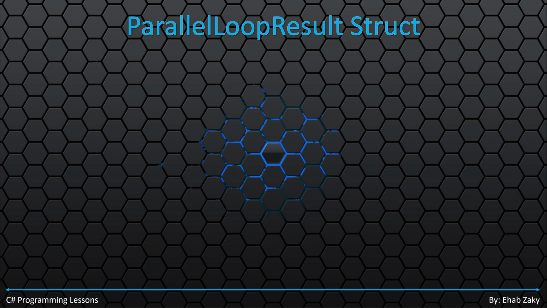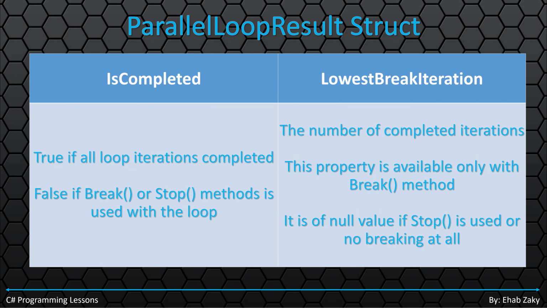It is a struct data type having two important properties we can make use of when breaking loops. IsCompleted property indicates if the loop ran till the end, including all iterations, or it was exited before completion using Break or Stop methods. The second property is LowestBreakIteration, which indicates the number of iterations completed by the for or foreach loops before breaking. This property is available only when the Break method is used. It will have a null value if all iterations completed or if we used the Stop method.